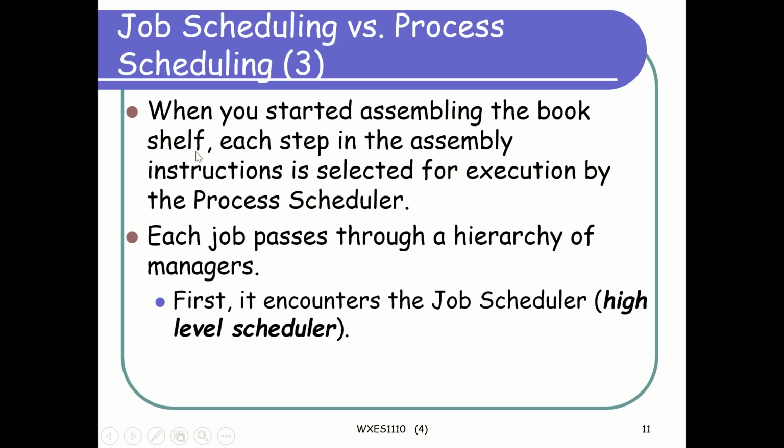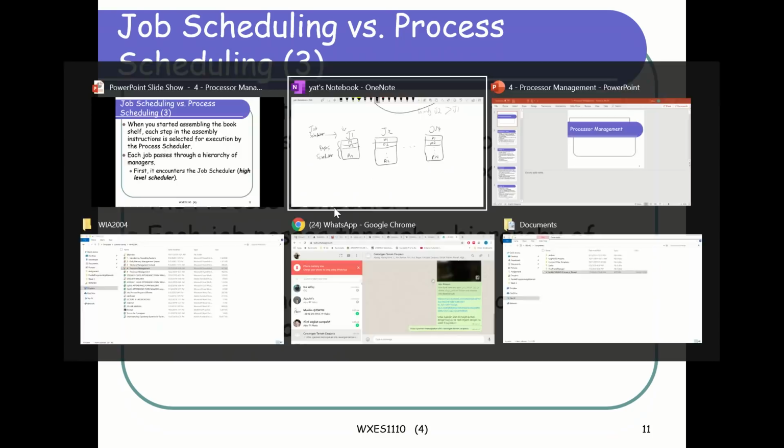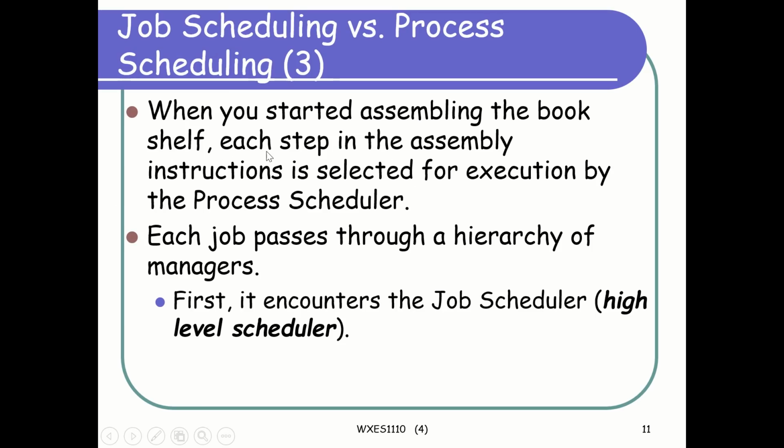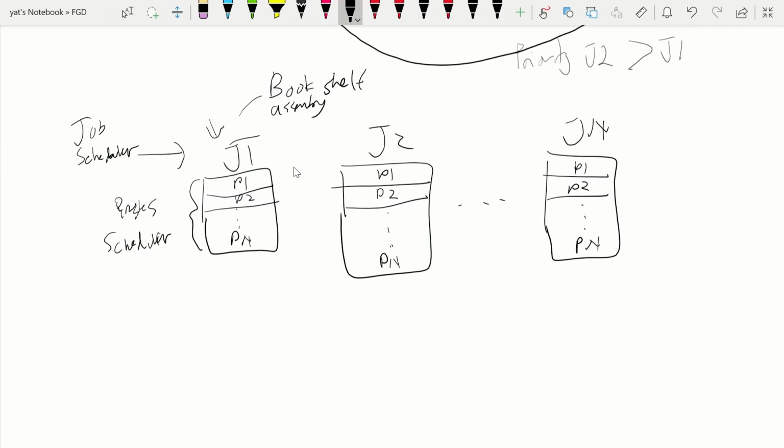Okay, back to the bookshelf. When you start job number 1, bookshelf assembly, each step in the assembly instruction is selected for execution by the process scheduler. So the process scheduler will manage all the processes. You're done with process 1, process 2, and so on.